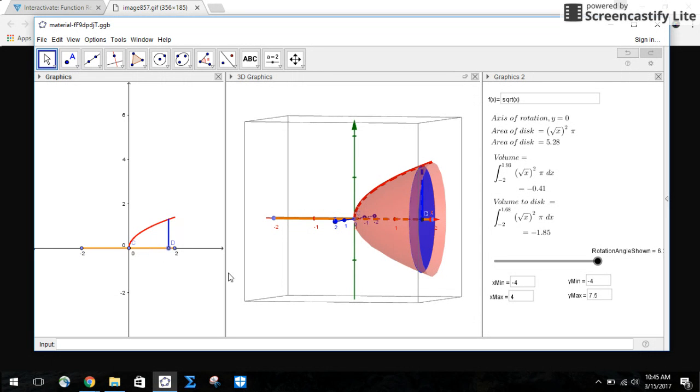All right, so this is the first part of today's lesson. The second part will be the equations.